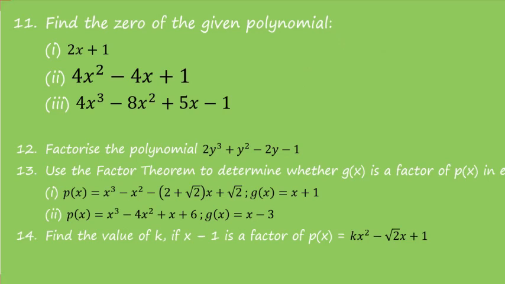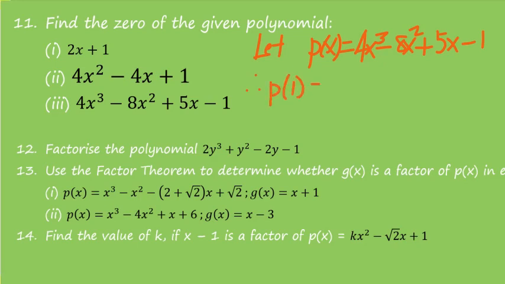So first we shall define the polynomial. Let p of x is equal to 4x cube minus 8x square plus 5x minus 1. Therefore p of 1 is equal to 4 into 1 cube minus 8 into 1 square plus 5 into 1 minus 1. So that is equal to 4, minus 8, plus 5 minus 1, which is equal to 4 and 5 is 9, and 8 and 1 is 9, so that is equal to 0.